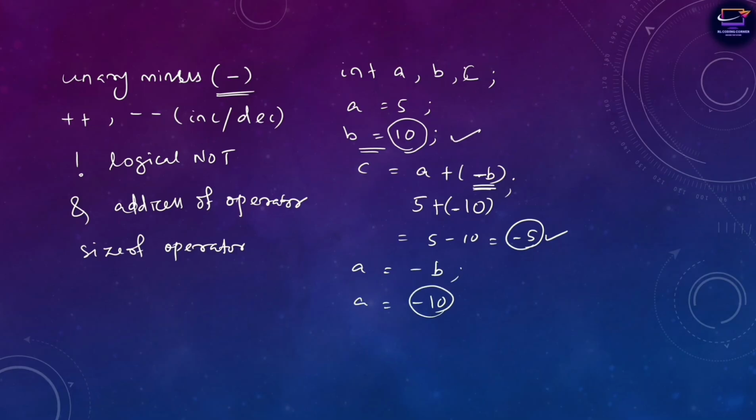The value of b was 10, but since we used the unary minus operator, the value has become minus 10. So this is different from the binary minus operator. Binary minus means 5 minus 2, that is 3. This is our binary minus operator.